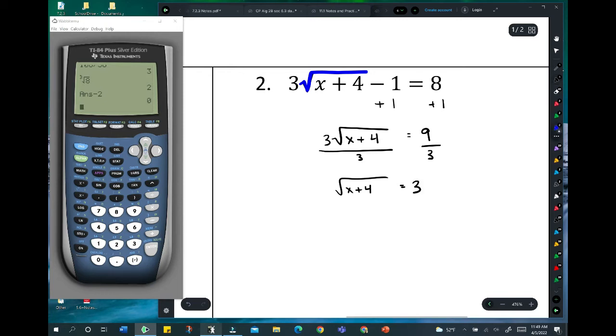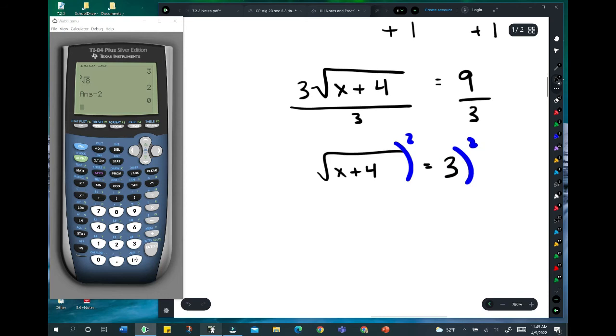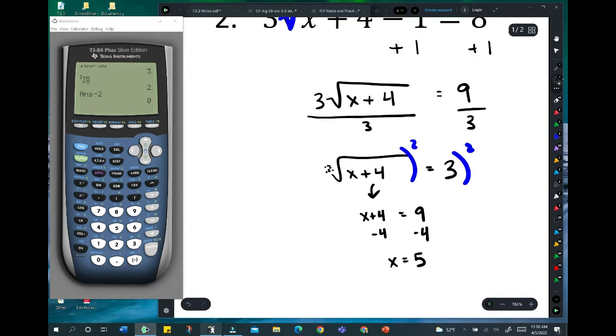Now, to undo a square root, we have to square both sides. So you may forget that if there's not an index given to you, there's an imaginary 2 here, and that is going to cancel the root out. So x plus 4 just comes out. And we have 3 squared, which is 9. And then solving that, we get x is equal to 5.